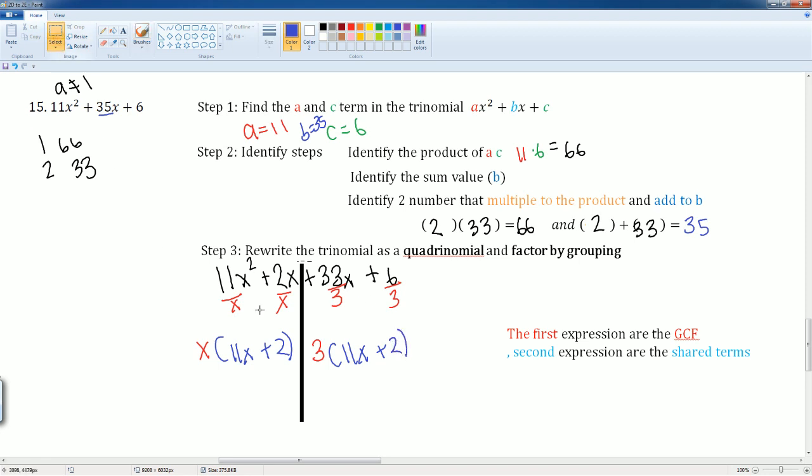Notice that they have shared terms, right? So the second expression, which is in blue, is your shared term. That is your 11x plus 2. And the red term, which is your first expression, is just the GCF, which is x plus 3. There you go. That is 15.